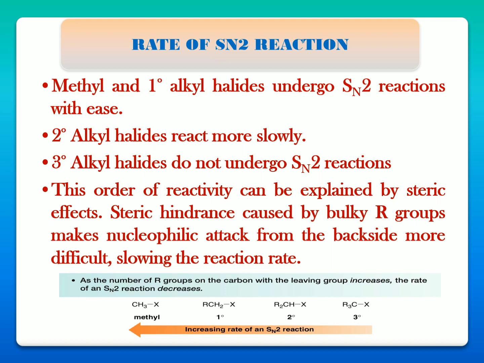Next, how fast or what are the substrates which undergo SN2 reaction? Methyl and primary alkyl halides undergo SN2 reaction very easily. Secondary alkyl halides react slowly, and in tertiary alkyl halides the reaction will not take place. And what is the reason? The reason is steric hindrance, because the more bulkier groups are present on the carbon bearing leaving group, it is very difficult for nucleophile to come and attach.